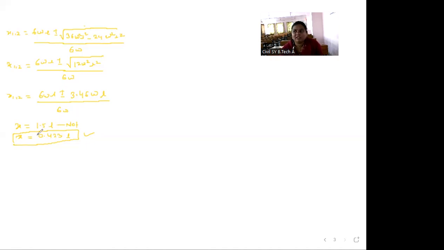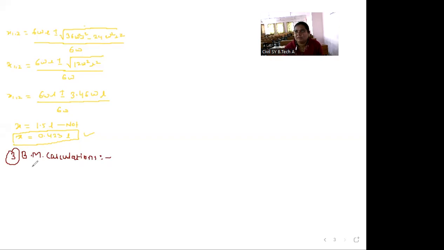Why have we calculated this? Because where shear force is 0, at that point bending moment is maximum. That's why we have calculated this distance. Okay. So now shear force calculations are over. Next step, our step number 3, is bending moment calculations.